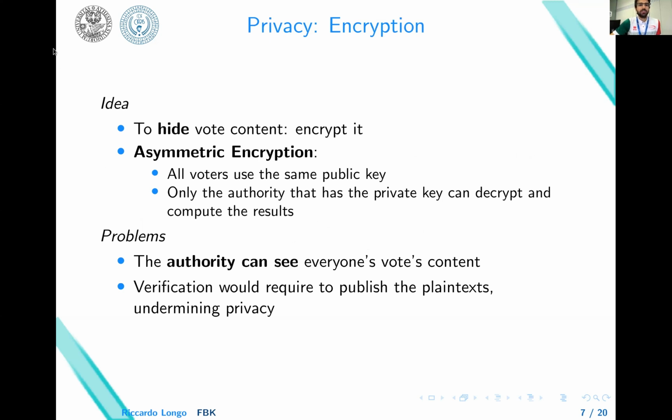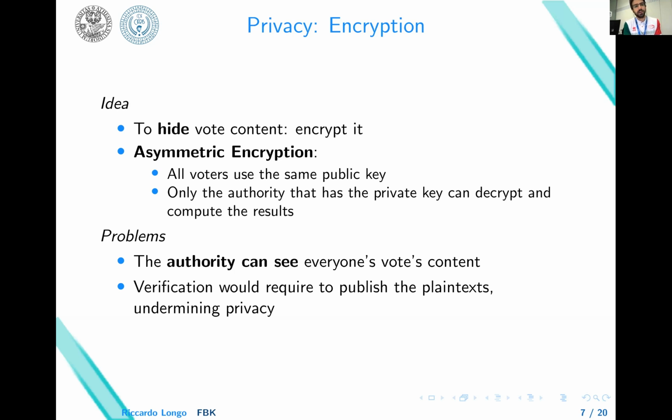First of all, we have the problem of privacy. So how do we tackle vote privacy? Very simple. We want to hide the vote content, so we encrypt it. The basic solution that we can think of is asymmetric encryption, because we can distribute just one public key for everyone. The voters all use the same public key to encrypt their vote, and then the authority that will perform the tallying can afterwards decrypt the votes and compute the results.